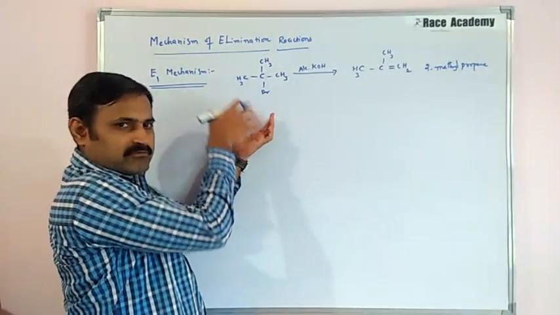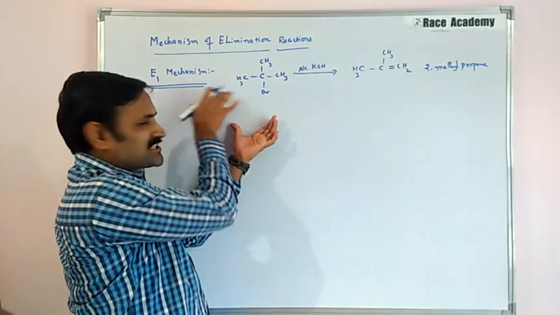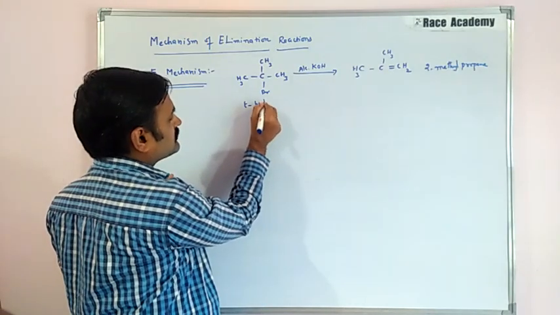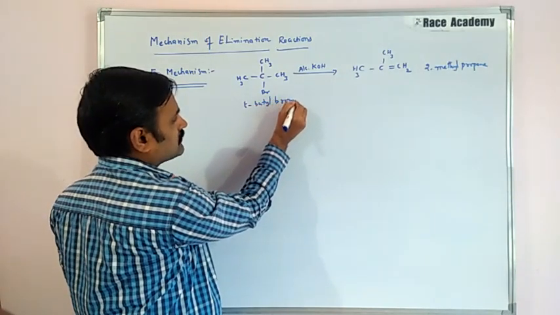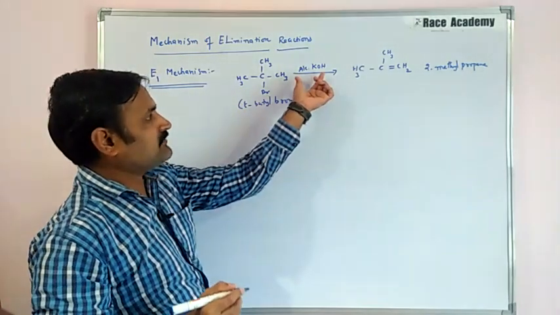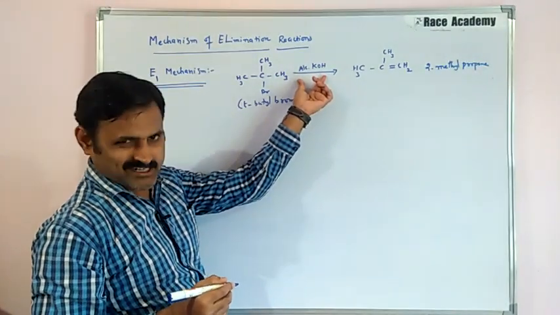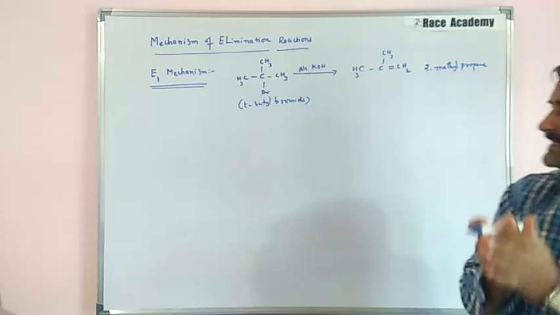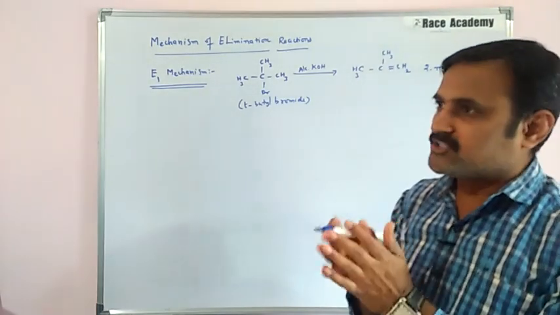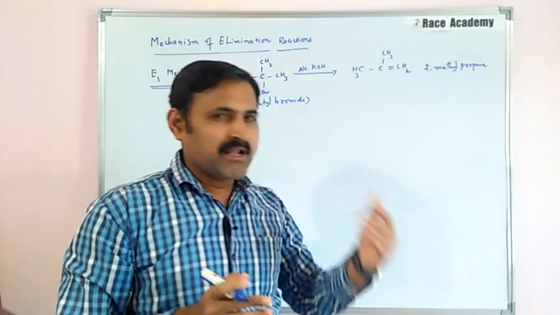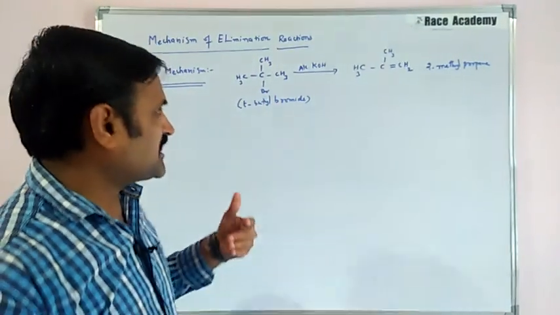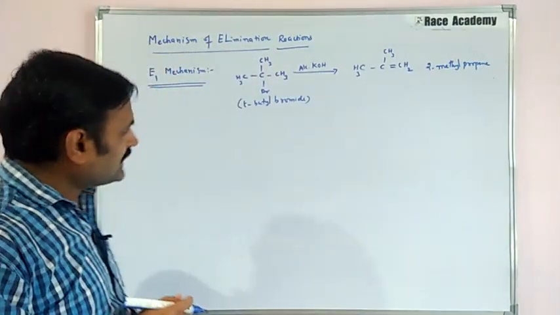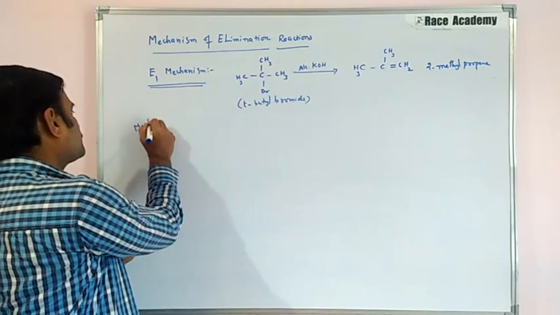The compound we have taken in this elimination reaction is tertiary butyl bromide. The reagent we have taken is alcoholic potassium hydroxide. This is a very important reagent for dehydrohalogenation reactions. So if anybody asks which is the best dehydrohalogenating reagent, the answer is alcoholic potassium hydroxide. Let us see its mechanism step by step.